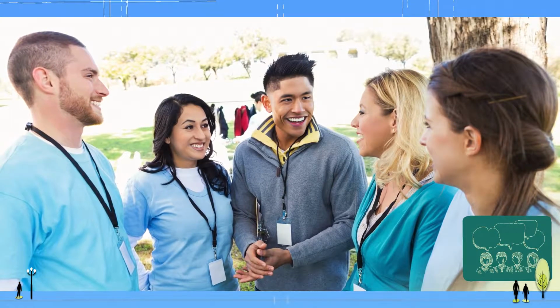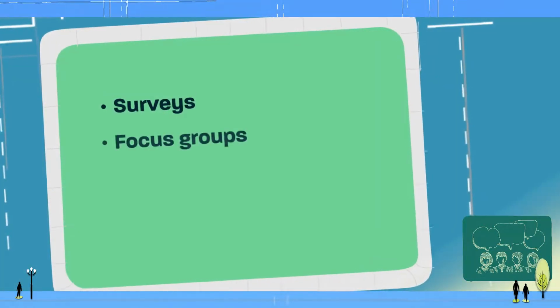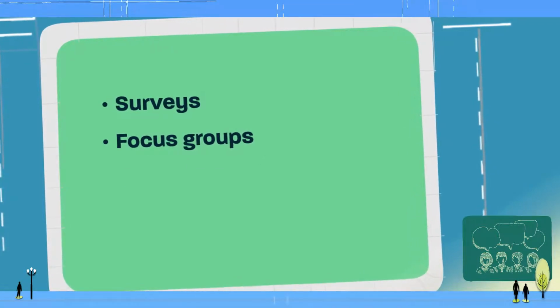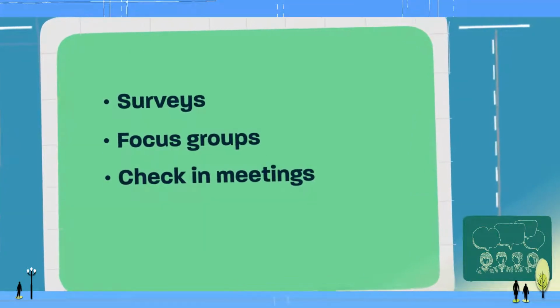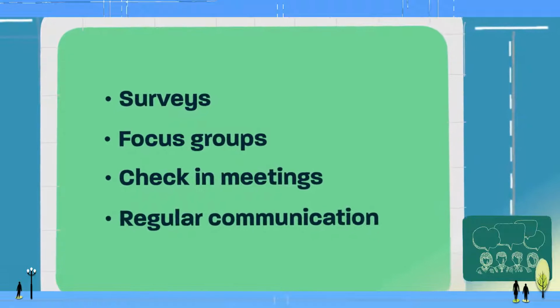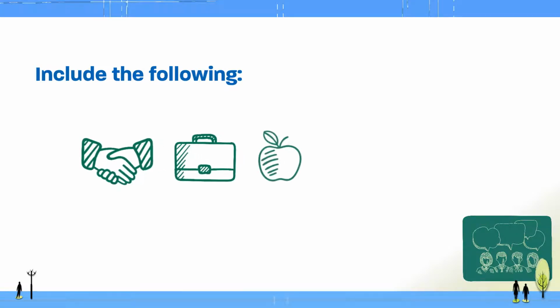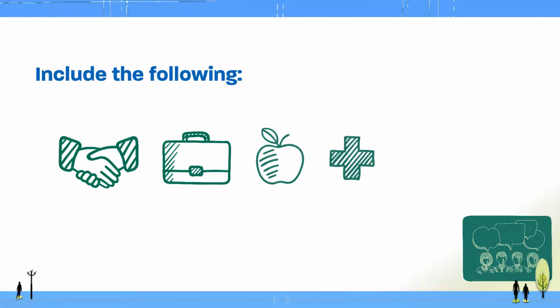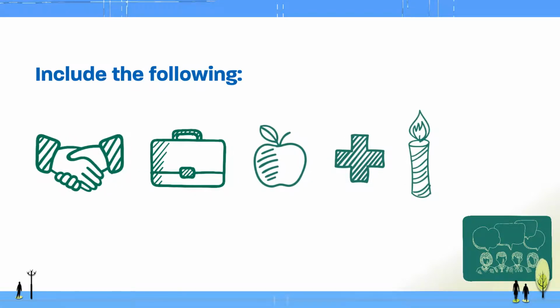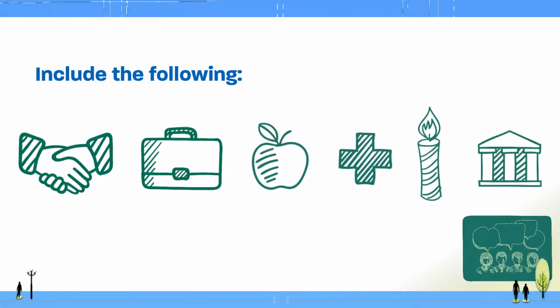Some ways to do this are to conduct surveys and focus groups, to hold regular check-in meetings with partners, and to talk regularly with other municipal departments. Include the following stakeholders in your discussions: existing partners, non-profit service organizations, schools and universities, hospitals and health centers, faith-based organizations, and other governmental entities.